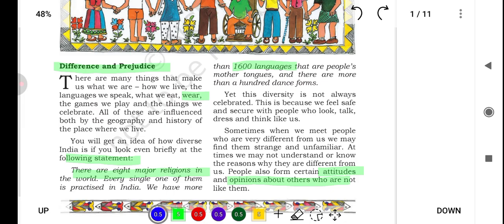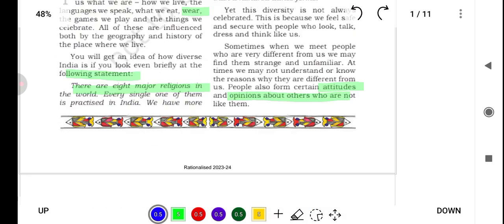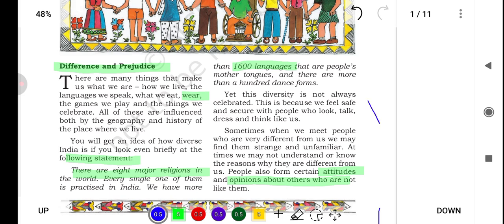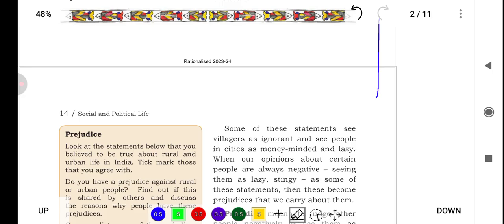Okay, so what we understood from this first page: diversity in India, with its diverse culture, languages, and traditions, is influenced by geography and history. However, this diversity is not always celebrated, as people may find others strange or uncomfortable, leading to prejudice. So let's move on to our next page.